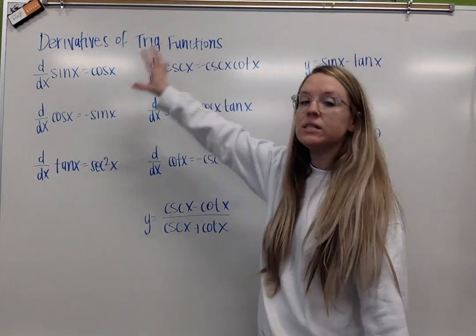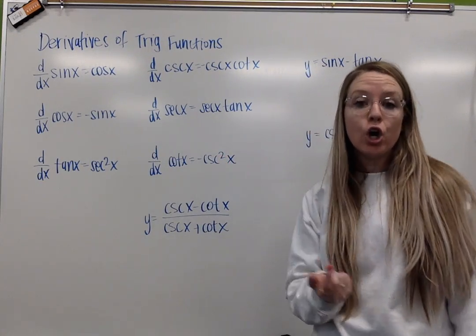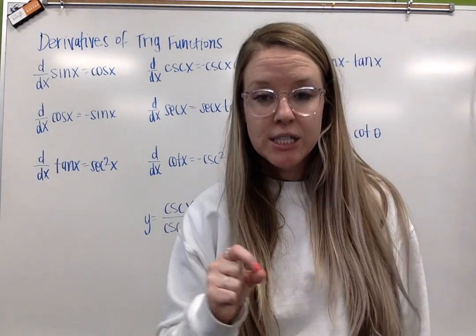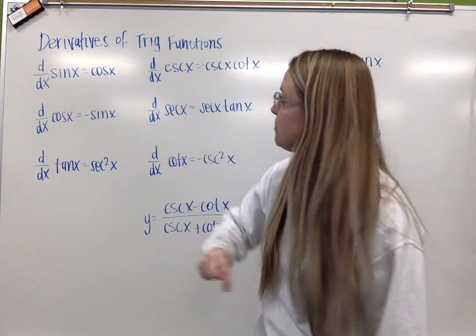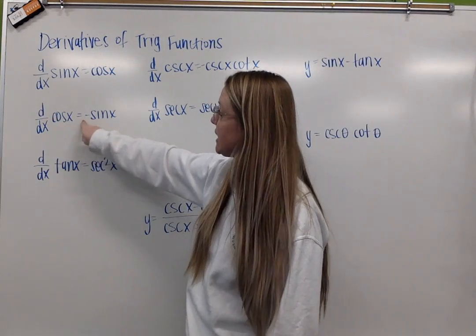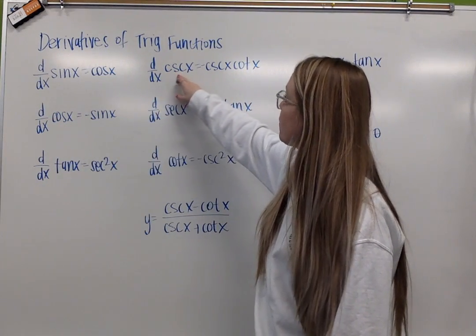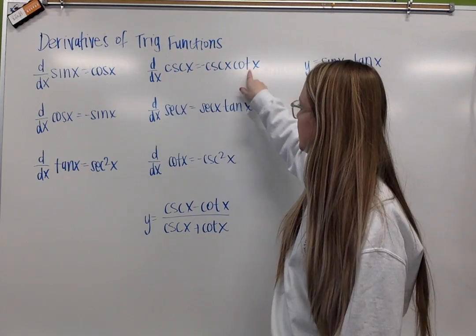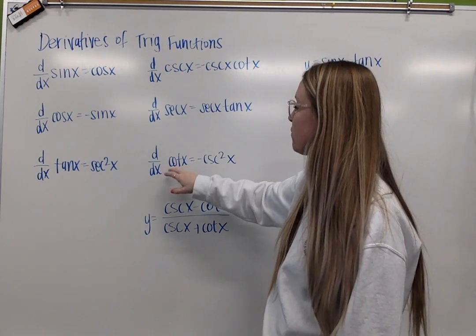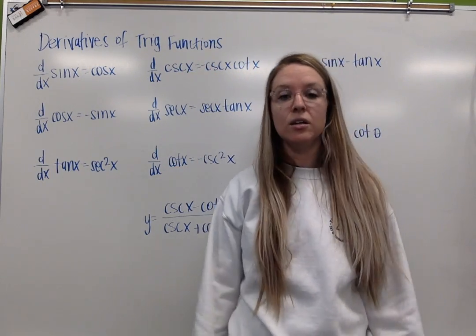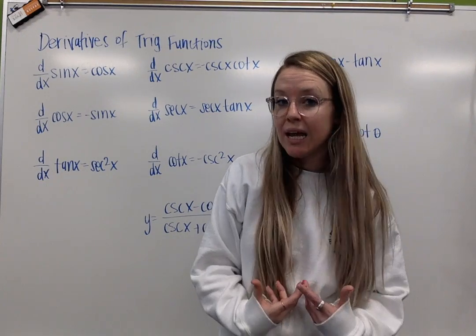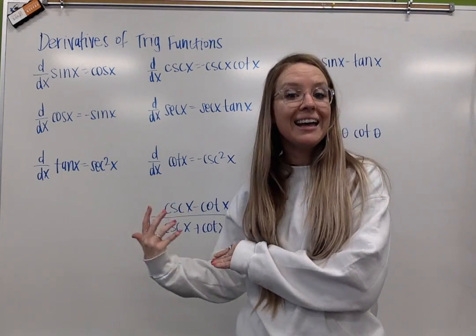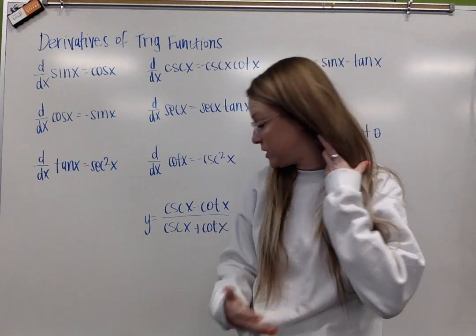If you notice some patterns in there, all of our co-trig functions have derivatives that are negative. So the derivative of cosine is negative sine. The derivative of cosecant is negative cosecant cotangent, and the derivative of cotangent is negative cosecant squared. Using those patterns is really going to help you when it comes to applying these to derivative functions.